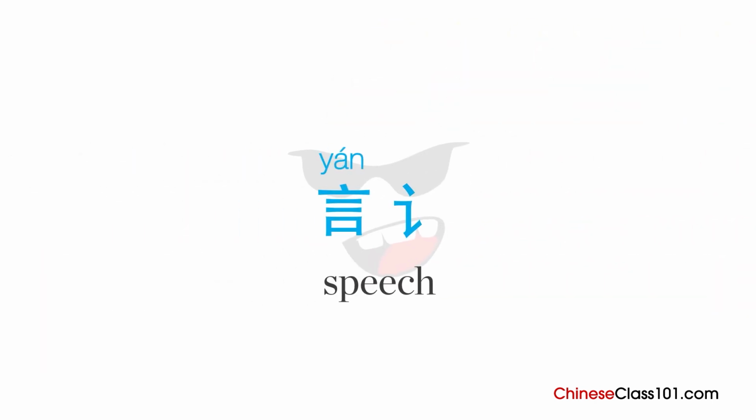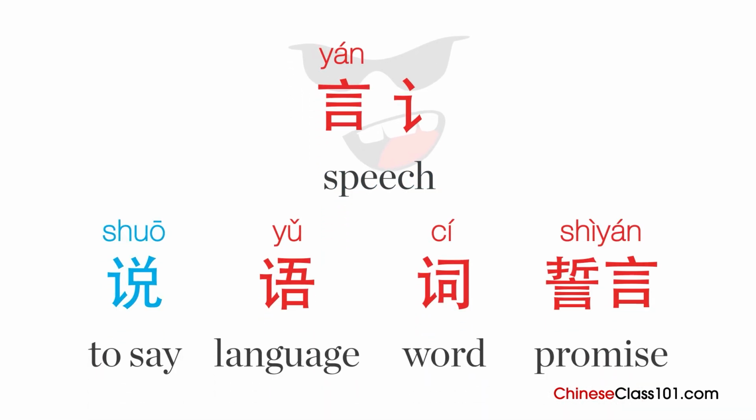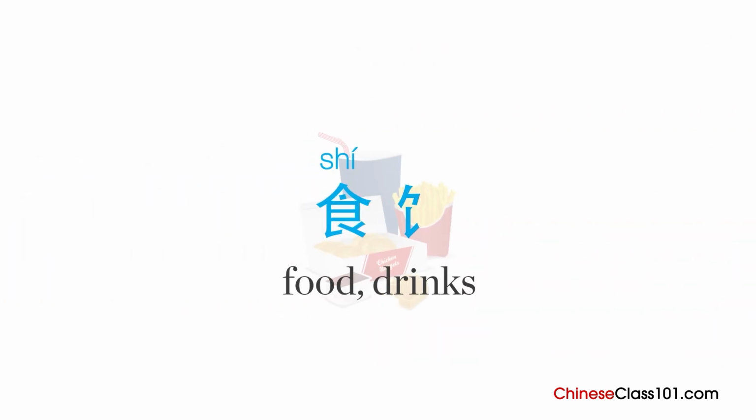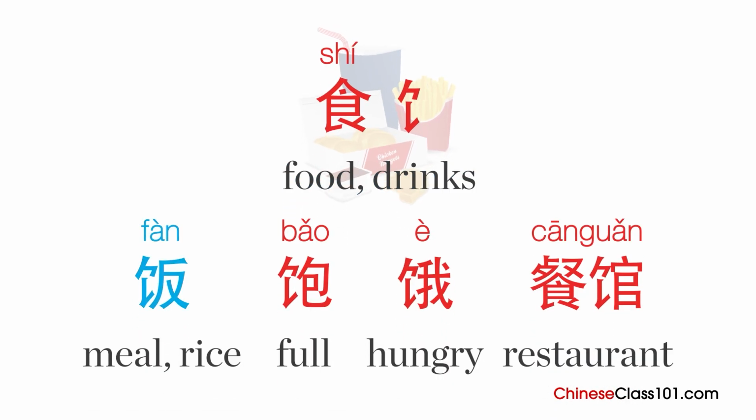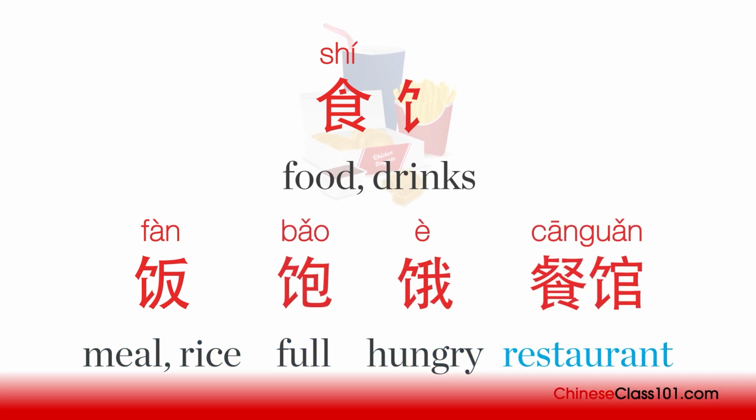Yan and this character are radicals for something related to speech, such as 说 to say, 语 language, 词 word, 誓言 promise. 饣 and this radical are radicals for anything related to food and drinks. For example, 饭 meal or rice, 饱 full, 饿 hungry, 餐馆 restaurant.